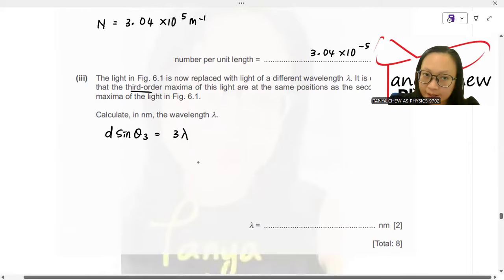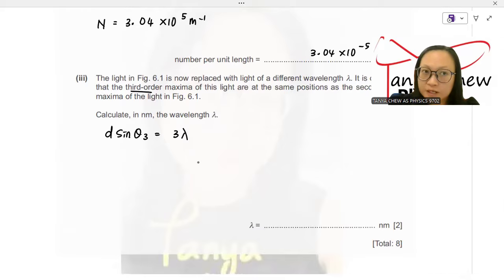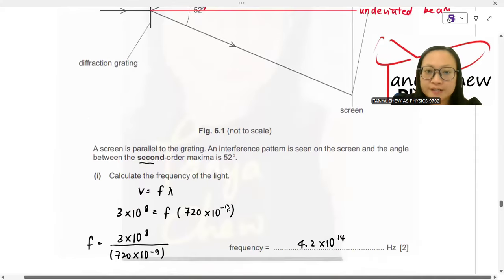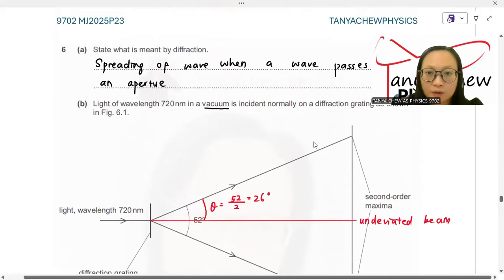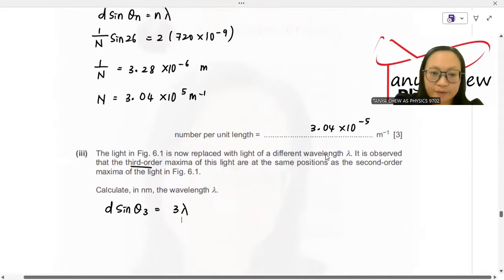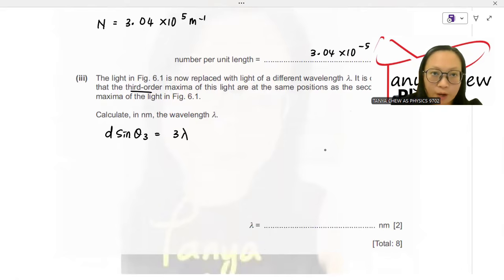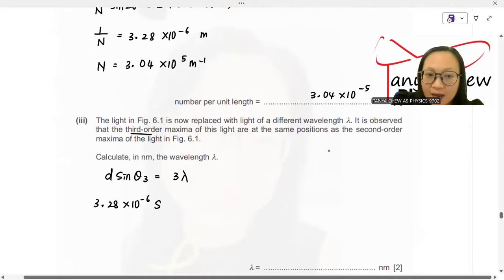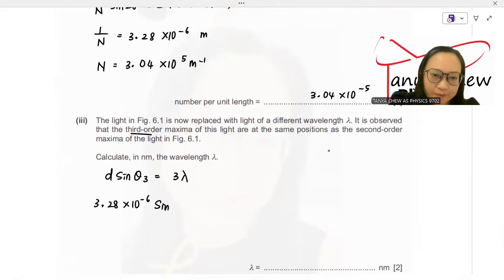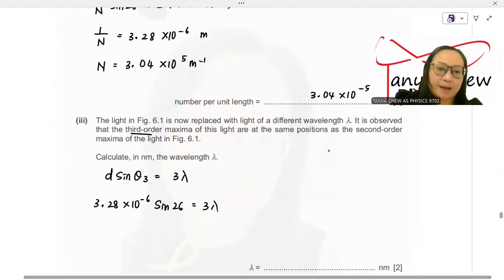d is still the same. Grating spacing is still the same because we are using the same diffraction grating, right? So that is why I'm going to replace this with the value that I got just now, 3.28 times 10 to the power negative 6. Sine, they mentioned that the angle is the same, right? Same position as the second maxima. So the angle will be the same, 26, which is equal to 3 lambda.